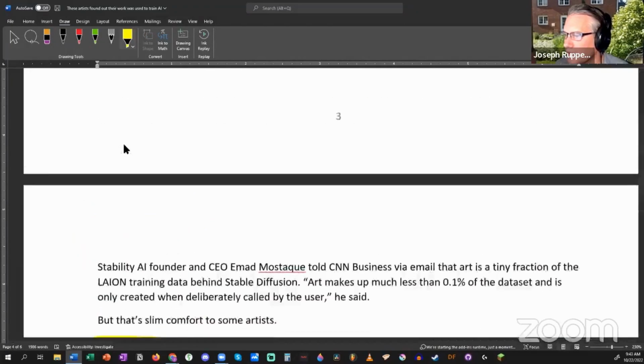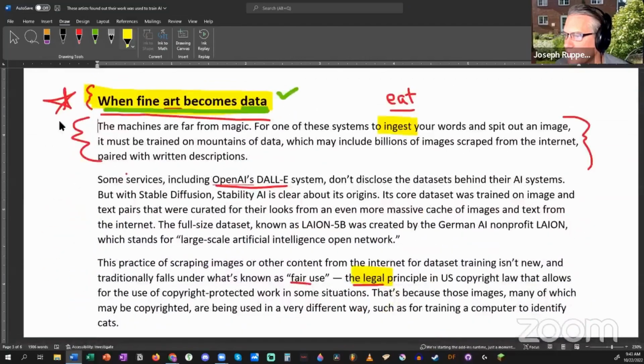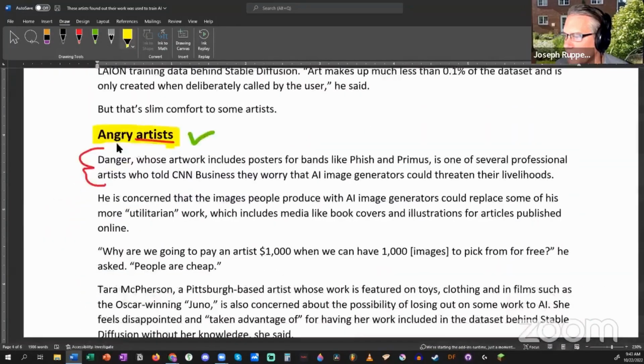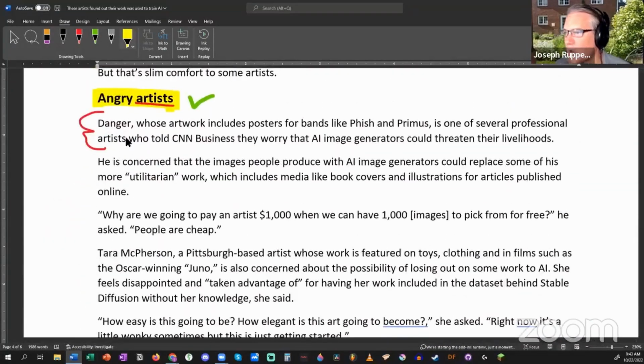Okay. So yeah, this section is probably where I would spend most of my time. But let's continue. So, angry artists. Danger, whose artwork includes posters for bands like Phish and Primus, is one of several professional artists who told CNN Business they worry that AI image generators could threaten their livelihoods.